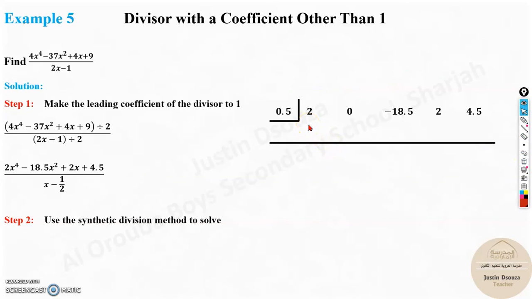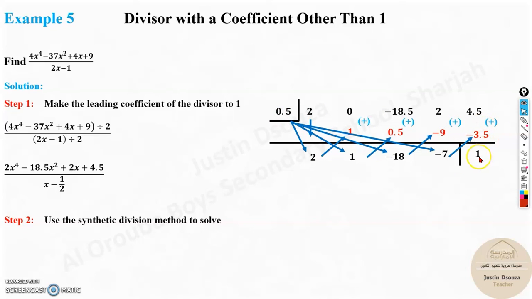Now, the same method does not change. Bring this down. 2 comes down. Multiply with 0.5. Answer is 1. Add it up. 1 multiplied with 0.5, you get 0.5. Add it over here. Minus 18 plus a half is minus 9. Add it up, you'll get negative 7 times 0.5, it'll be minus 3.5. Add it up, you will get 1. Because 4.5 minus 3.5, 1 is remaining.